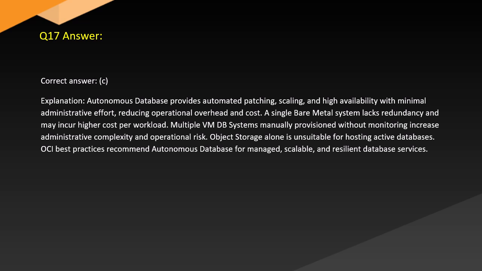Correct answer: B. Explanation. Autonomous Database provides automated patching, scaling, and high availability with minimal administrative effort, reducing operational overhead and cost. A single bare metal system lacks redundancy and may incur higher cost per workload. Multiple VM systems manually provisioned without monitoring increase administrative complexity and operational risk. Object storage alone is unsuitable for hosting active databases. OCI best practices recommend Autonomous Database for managed, scalable, and resilient database services.